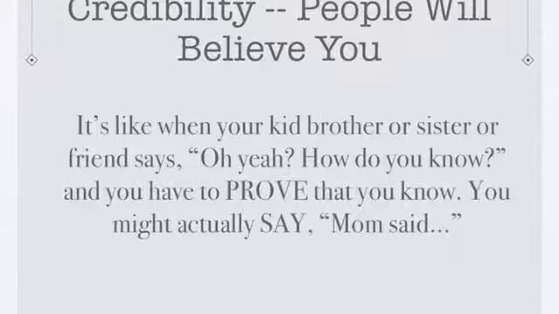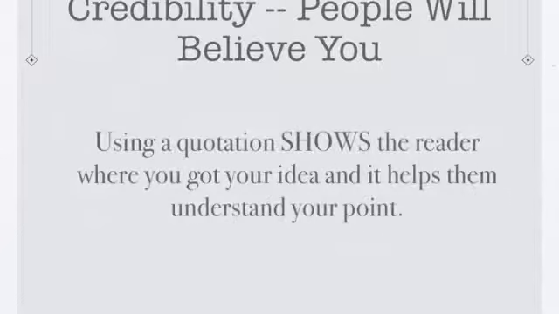It's like when your kid brother or sister or friend says, "Oh yeah, how do you know?" And you have to prove that you know. You might actually say, "Well, Mom said we had to be in by 6 o'clock," or "You weren't supposed to use my skateboard," whatever it is Mom said. Using a quotation shows the reader where you got your idea, and it helps them understand your point.